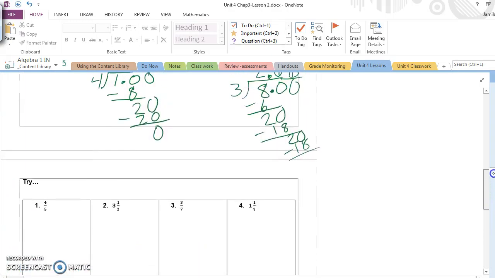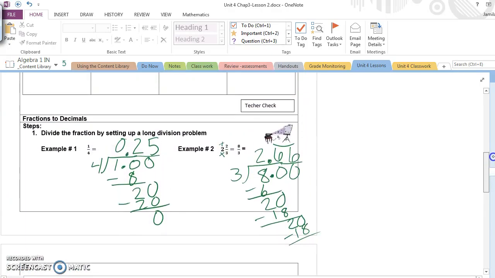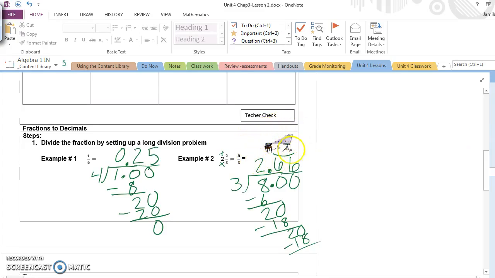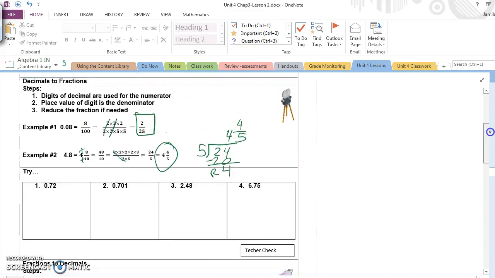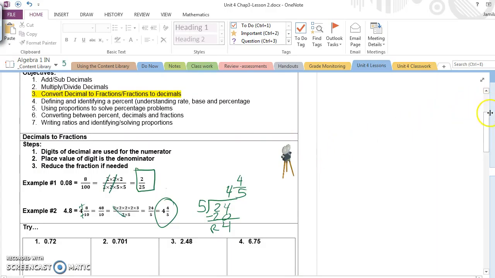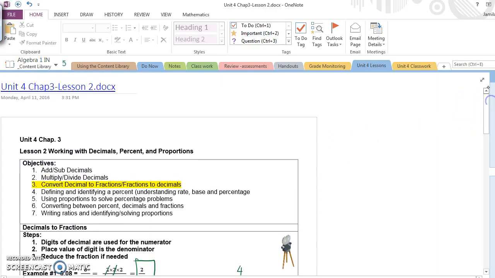This is the completion of the lesson. If you still have questions, pay attention to the videos that are throughout the lesson. You can use those. They'll be great resources, and also when you meet with your teacher. Okay, this completes Unit 4, Chapter 3, Lesson 2, Converting Decimals to Fractions, Fractions to Decimals.